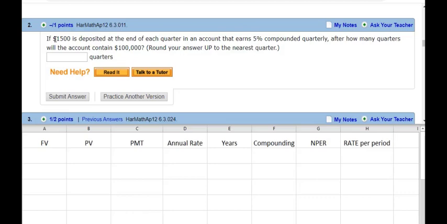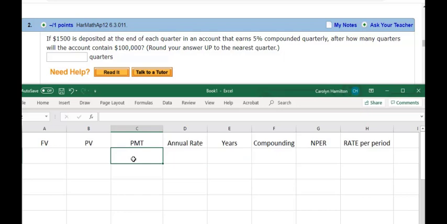Let's go back to number 2. $1,500 is deposited. So I'll make that a payment, and it's going to go from me. So $1,500 each quarter in an account that earns 5%. That will be my annual rate. Compounded quarterly, 4 compoundings a year. After how many quarters will the account contain $100,000? So I want to have $100,000 come back to me at the end of that investment. I don't put in any seed money, so my present value is 0.